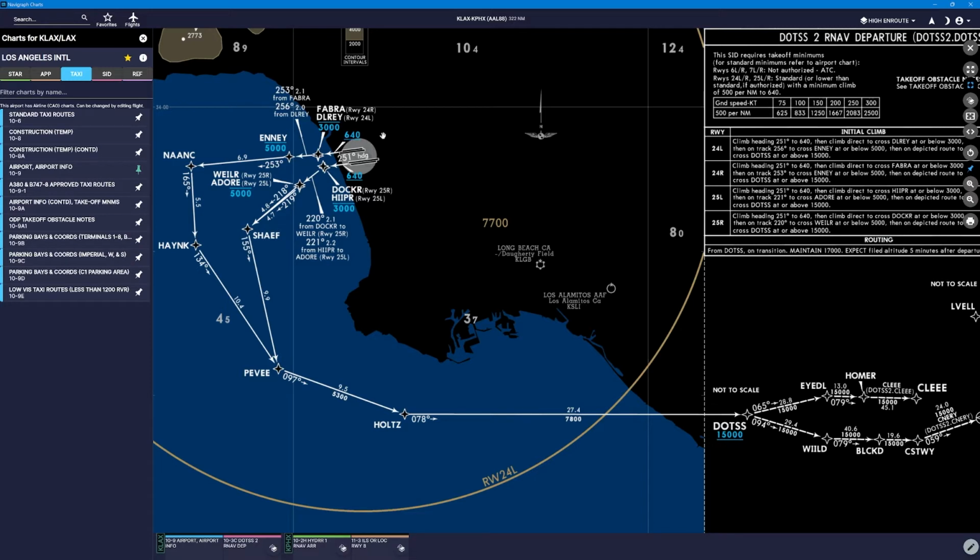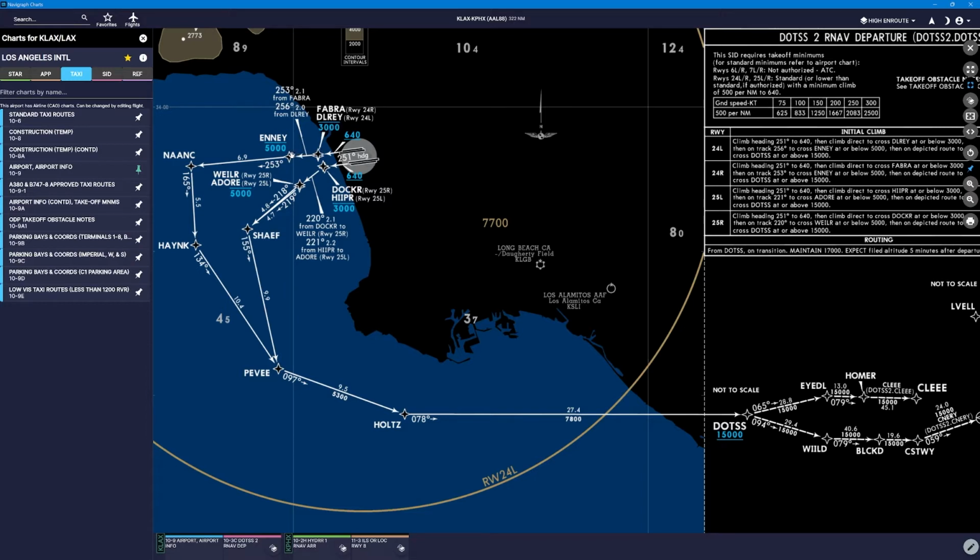So you need to be at or above 640 feet at this point right here. So you may have to do a little bit of climbing, right? Once you get to Del Rey, the departure says you need to be at or below, because the number is below the line. They want you at or below 3,000. So you have to keep an eye on that.